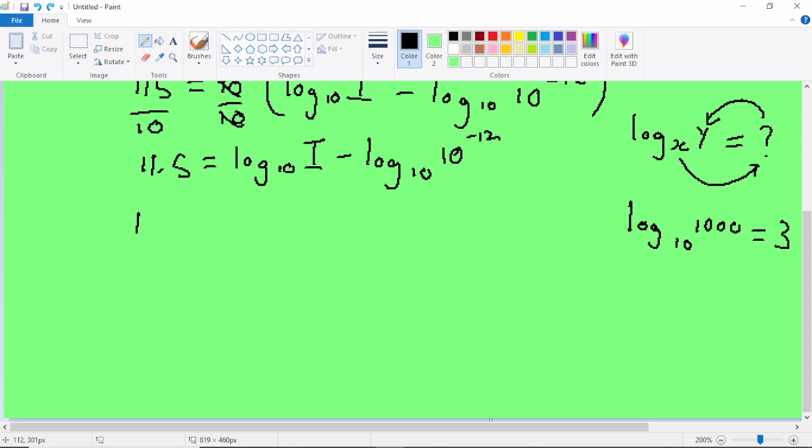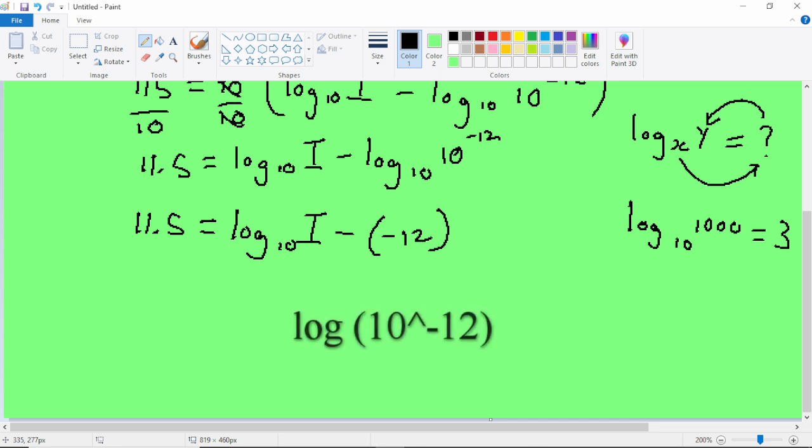So, we can write 11.5 is equal to log base 10 of I minus negative 12. So you see that's what this number equals. It's just basically a fancy way of saying negative 12. By the way, if you're trying to do this on a calculator, you can look for the log function of your calculator and then type in open bracket 10 raised to the minus 12, and the answer should be minus 12. Also, on your calculator, the default base for your logarithm function is 10. So we can continue rewriting this equation.